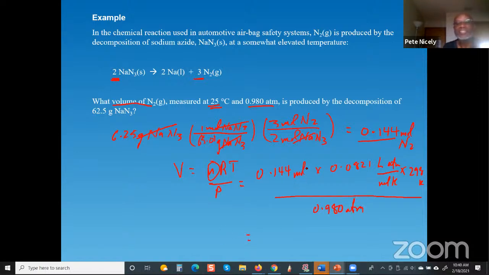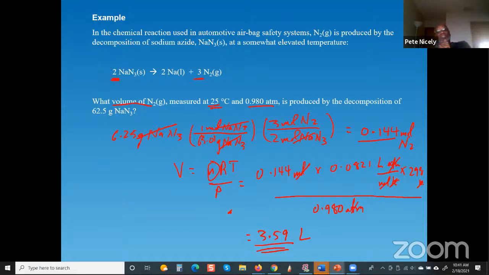Well, let's do the unit cancellations first. So the moles will cancel out here and here. Kelvin goes there and there. Atmosphere goes there and there. So your final answer will be expressed in liters. So 0.144 times 0.0821 times 298 divided by 0.980. According to my calculations, this works out to be equal to 3.59 liters. And that's basically how that is done.